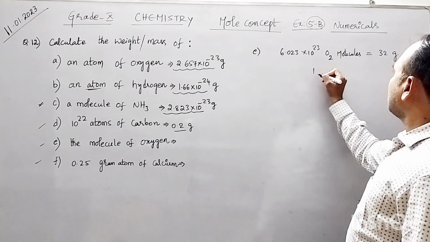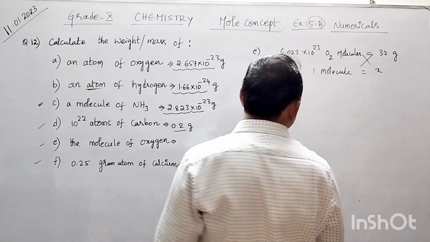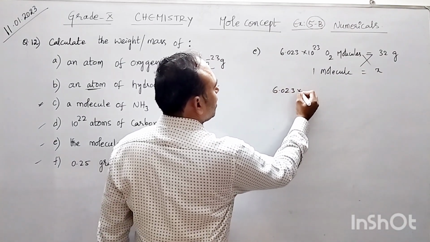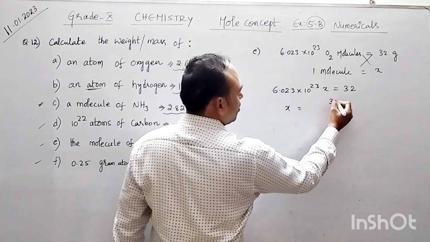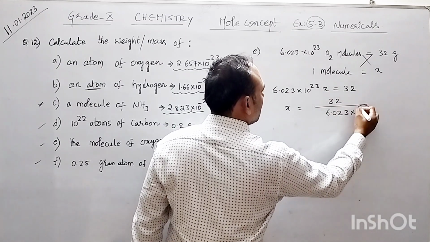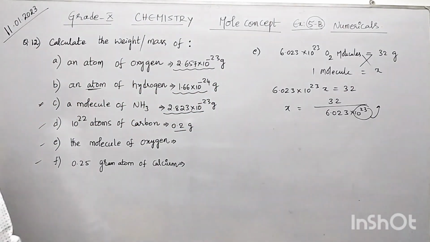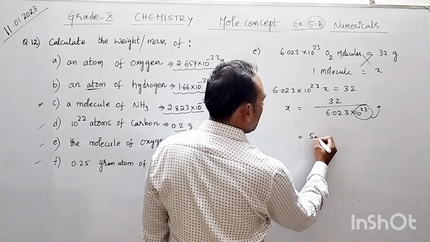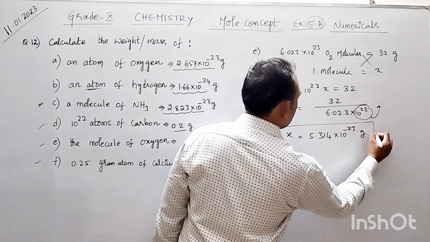Now they say what will be the mass of one molecule. Take it as X, cross multiply. We get 6.023 into 10 to the power of 23 x is equal to 32. X is equal to 32 by 6.023 into 10 to the power of 23. This later we can write as 10 to the power of minus 23. So calculate 32 by 6.023. I have already done that. So we get 5.314 into 10 to the power of minus 23 grams.